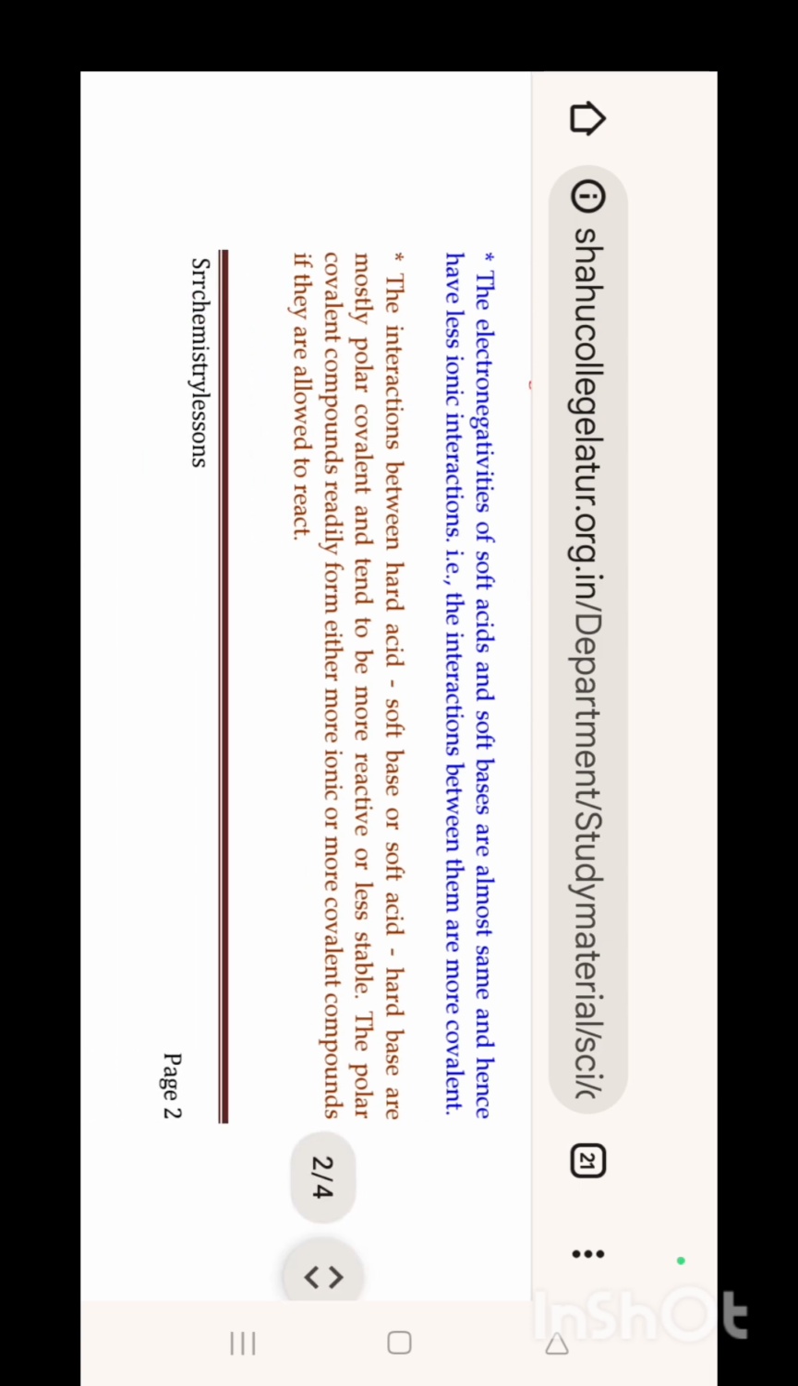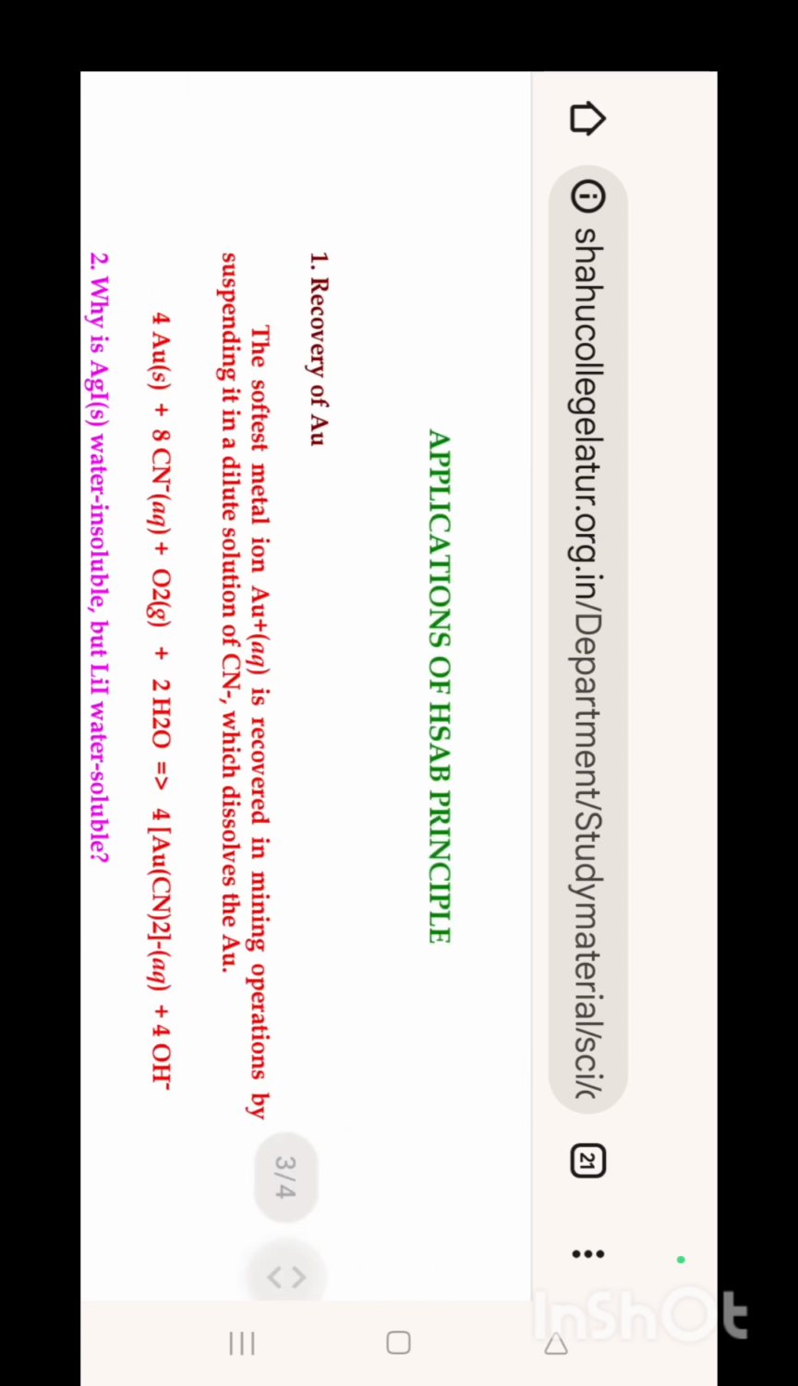The interactions between hard acid and soft base, or soft acid and hard base, are mostly polar covalent and tend to be more reactive or less stable. The polar covalent compounds readily form either more ionic or more covalent compounds if they are allowed to react. Application of the HSAB principle: recovery of Au. The softest metal ion, Au⁺ gold, is recovered in mining operations by suspending it in a dilute solution of CN⁻, which dissolves the Au.